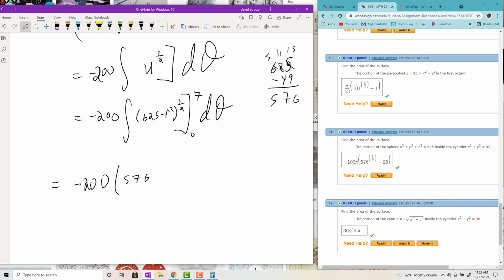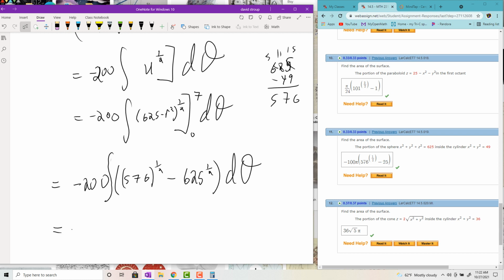And this is another one where you could really screw up. It's 576 to the 1/2, but then you have to remember to plug in 0 as well, because you're so used to thinking that when I plug in 0, it's all going to be 0. No. So then that would be 625 to the 1/2 minus 0. 625 to the 1/2 will give you a 25, d theta.